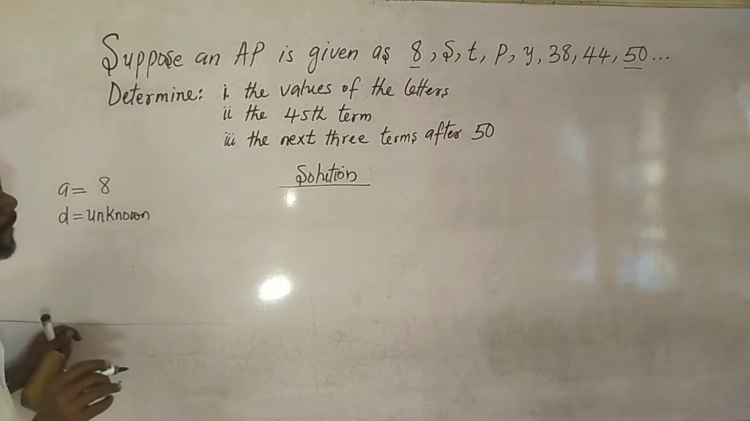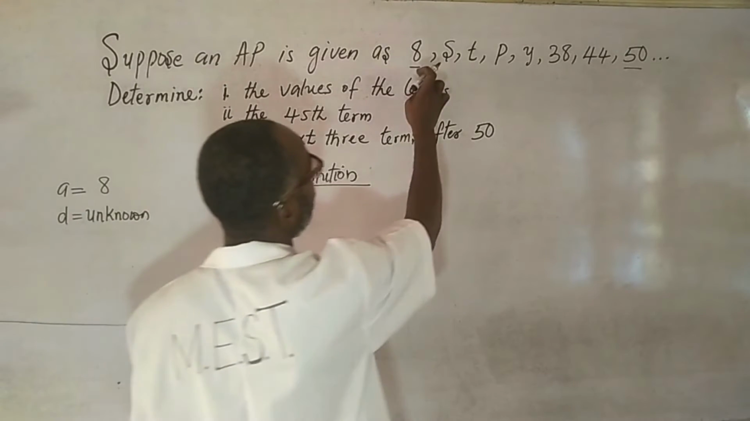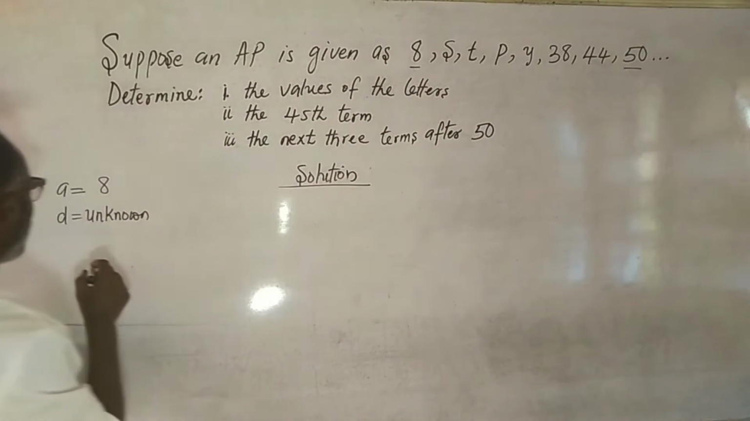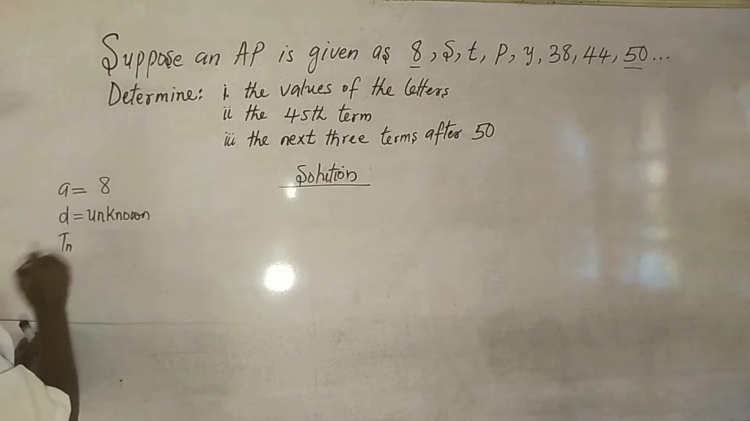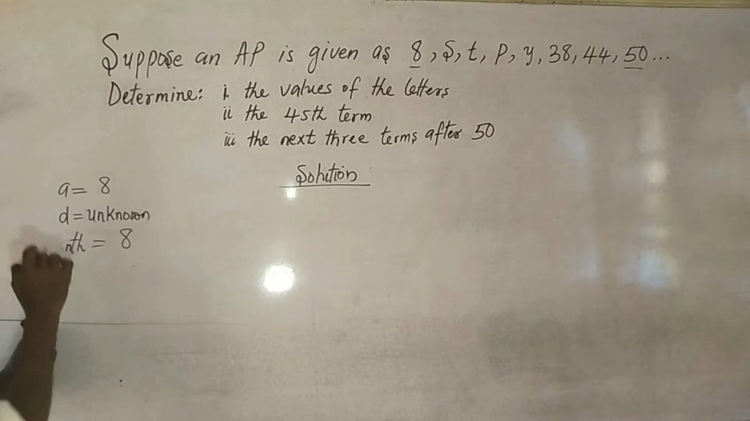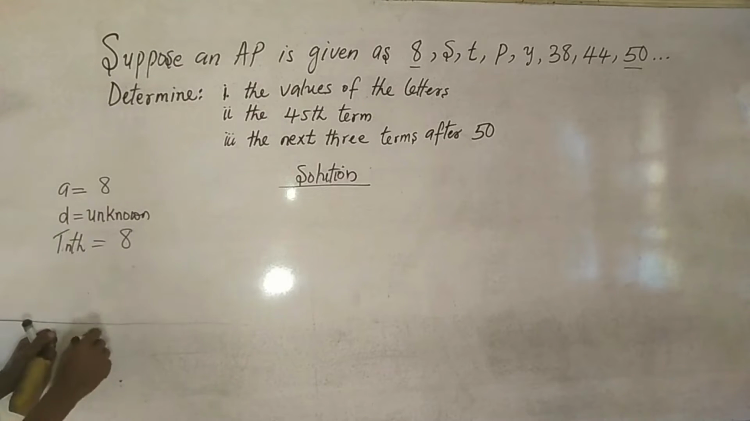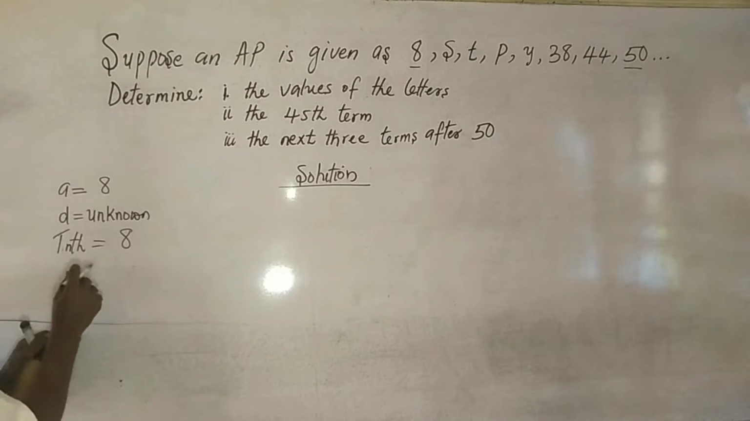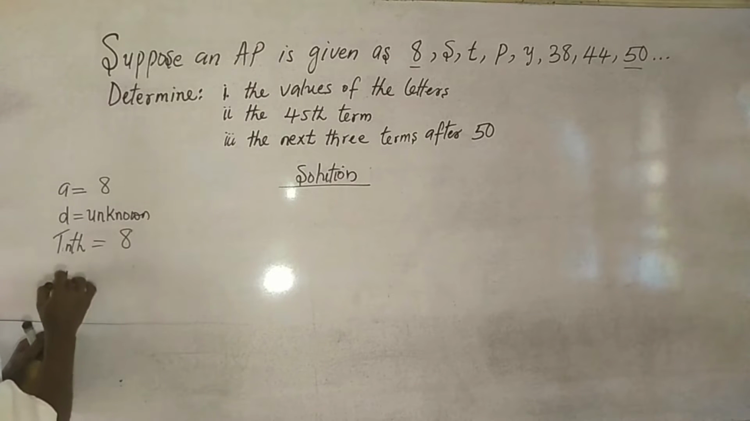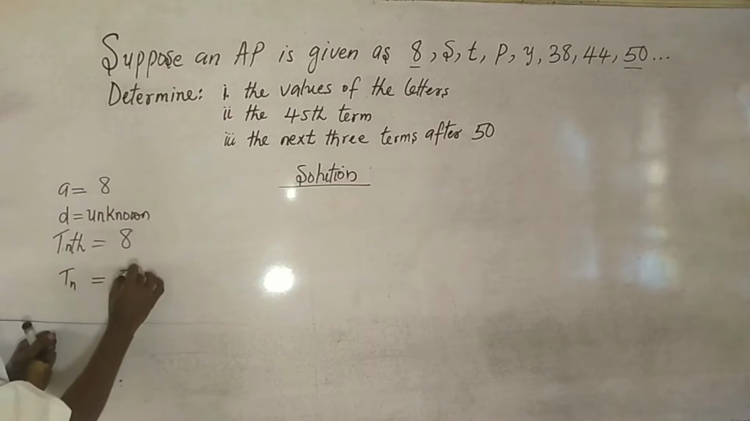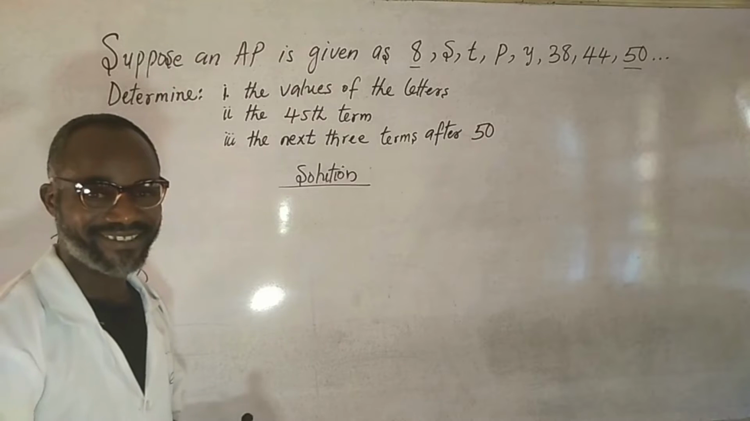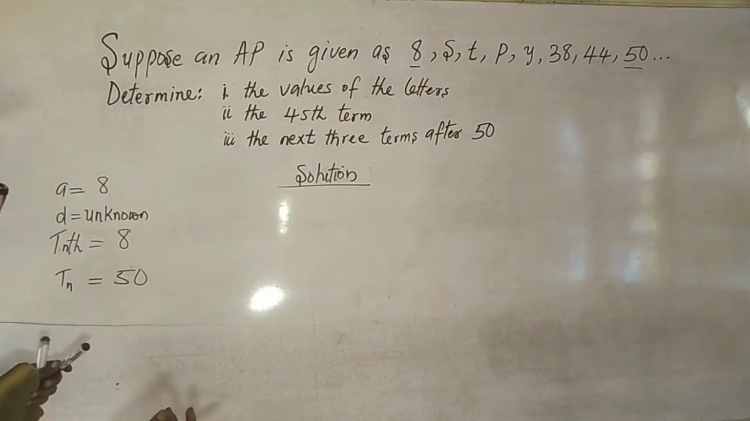Take notes, okay? And then, how many terms do we have? We have 1, 2, 3, 4, 5, 6, 7, 8. So we have the nth term, n is 8. So our Tn is T8, so to say. We have 8 terms there, right? And then Tn is equal to 50. So from this we can now find the common difference, okay? All right, so let's see how it goes.